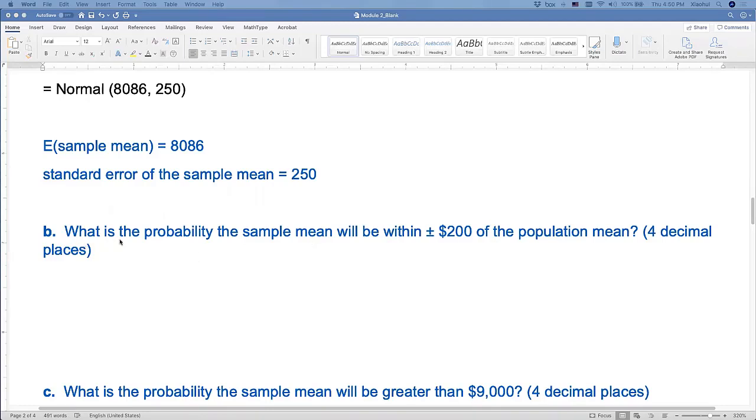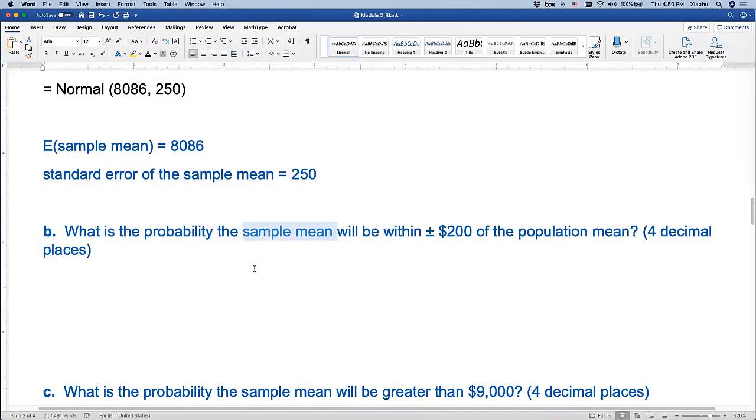Okay. So what is the probability that the sample mean will be within plus or minus $200 of the population mean? There is a lot of information going on here. First, you want to focus on the fact that this question asks you about a sample mean probability.